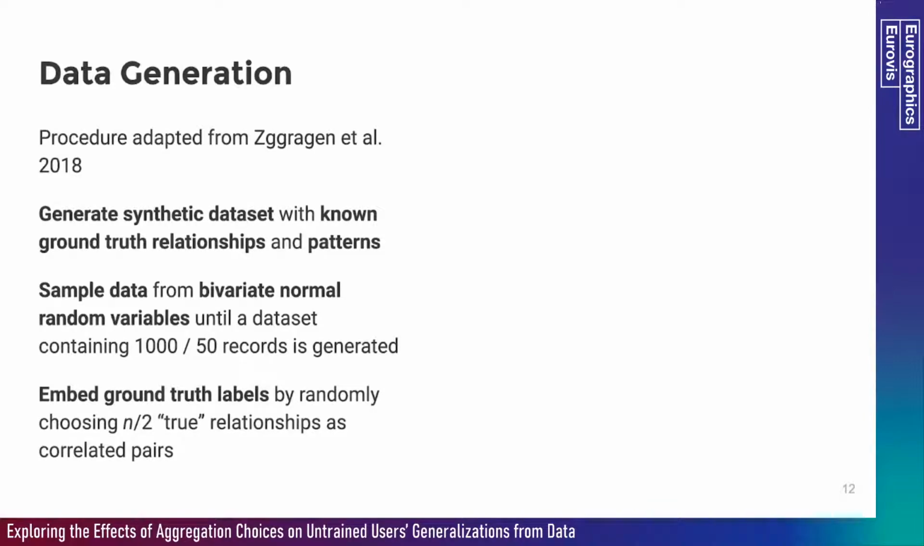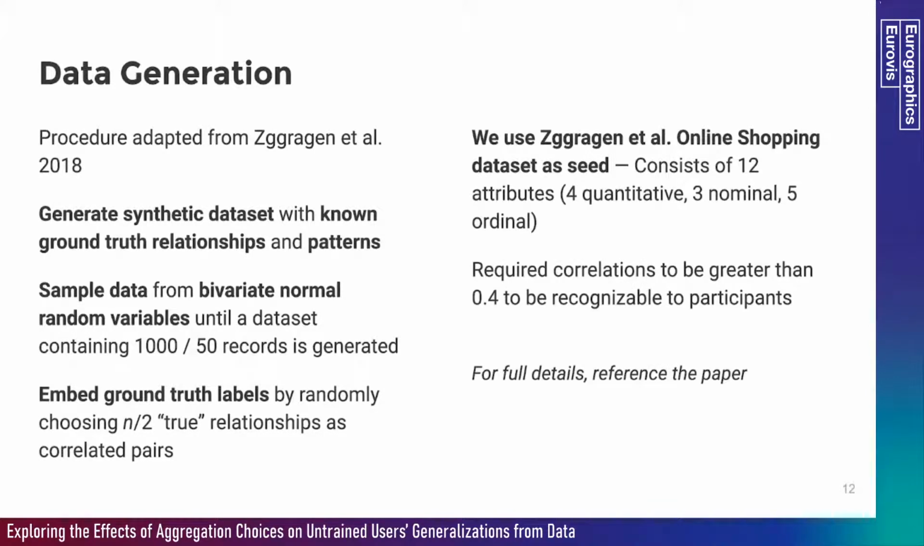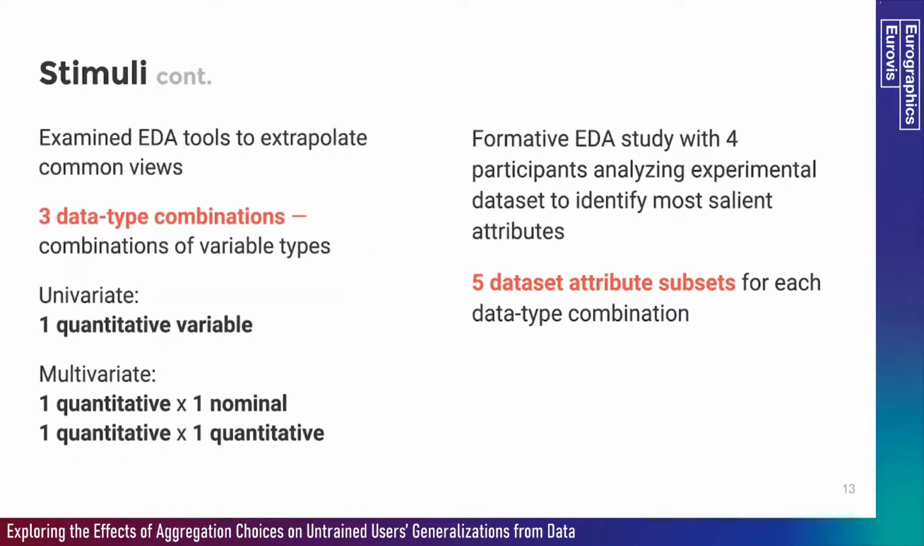In addition to this procedure, we adapted the domain of one of their datasets. We chose one of the two datasets they used, an online shopping dataset, that consisted of 12 attributes of varying data types. To create realistic data type combinations to visualize for stimuli, we formulated 3 data type combinations from the dataset: a univariate view, depicting a single quantitative variable, like income, and 2 multivariate views, a quantitative variable with a nominal variable, and finally 2 quantitative variables encoded in the same view.